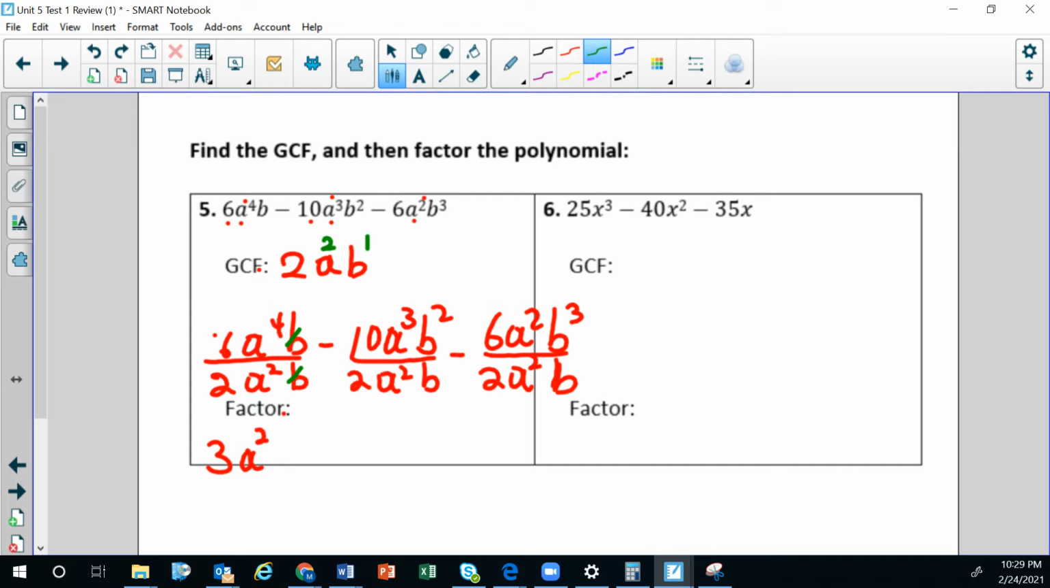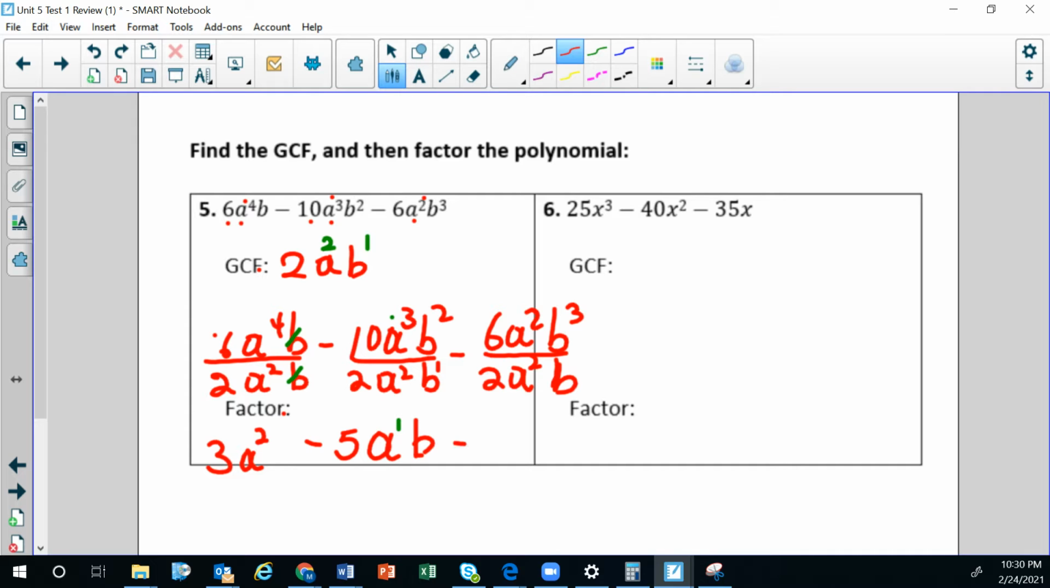Just 3A squared. Next one, 10 divided by 2 is 5. Then we have an A cubed. Let me make this A a lot better. A cubed divided by A squared. Again, I'm going to subtract the exponents. That's just A to the 1. All right, A to the 1 right there. And then we have a B squared divided by B to the 1. All right, that's just B right there. All right, so that's B.